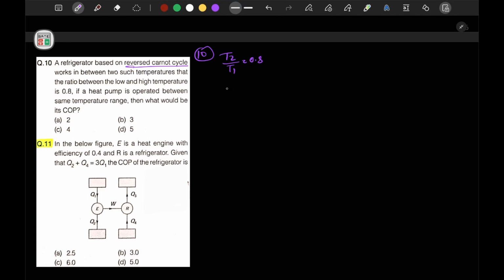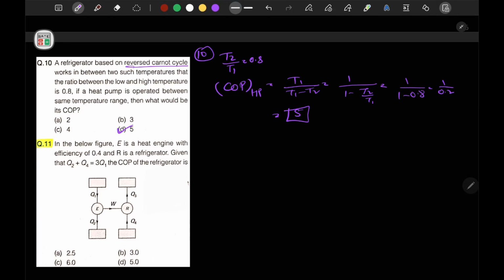In case of COP of heat pump, in Carnot form it is T1 upon T1 minus T2. We can write it as 1 upon 1 minus T2 by T1, and this will be 1 upon 1 minus 0.8. This will be 1 by 0.2. So we get COP equal to 5. Option D is correct. Now moving to the next question.